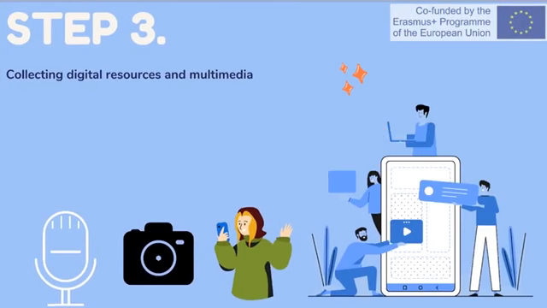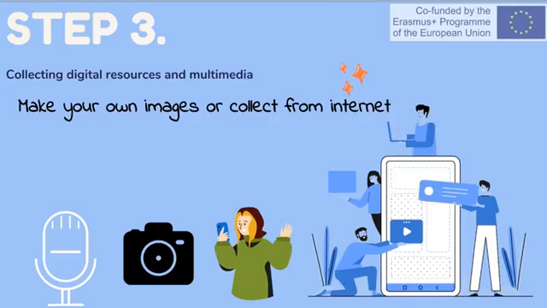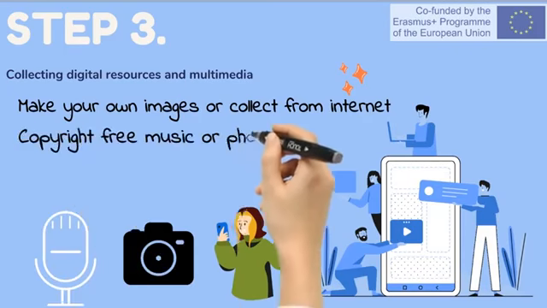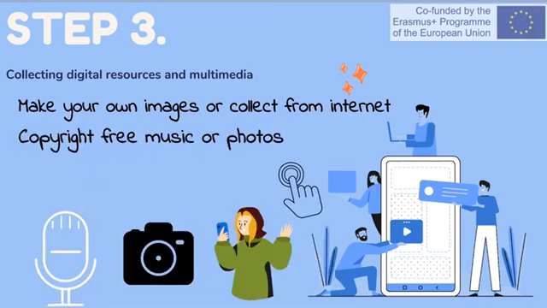Step 4. Collecting digital resources and multimedia. Gather and create images, audio and video. Make magic happen and let the writing come alive. Everything you choose will impact and set the tone of your digital story. You can make your own images and capture videos or collect them from the internet. Make sure the photos and music from the internet are copyright free. This means that you can't make copies of copyrighted music or photos if you don't have permission from the owner or creator.